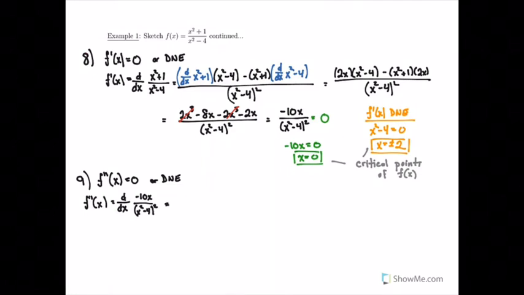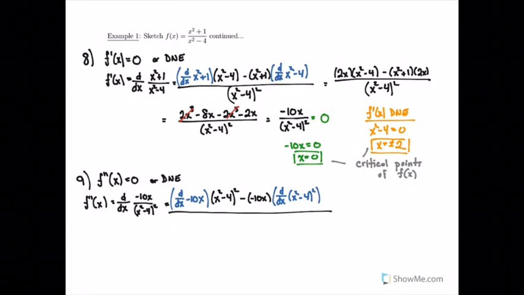So let's go through it. This is going to be the derivative of the top times the bottom minus the top times the derivative of the bottom, all over the bottom squared. It's going to look gross, but it's going to be just x squared minus 4 squared squared, which is x squared minus 4 to the 4th.